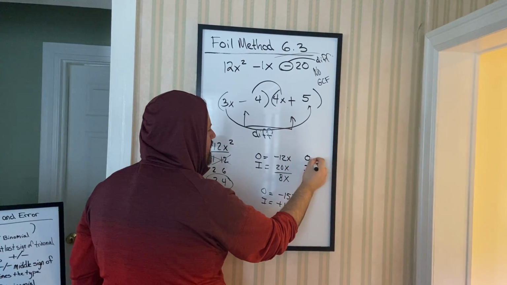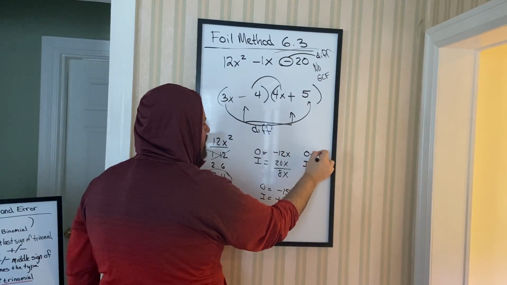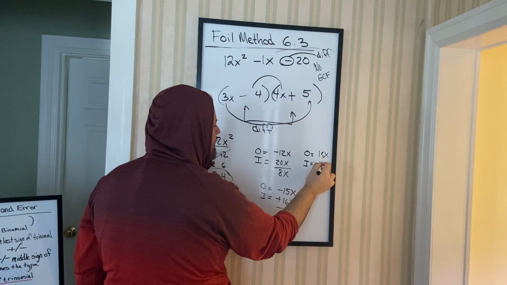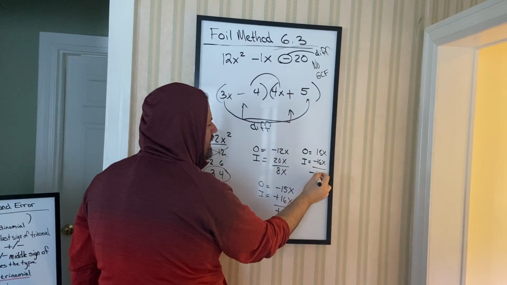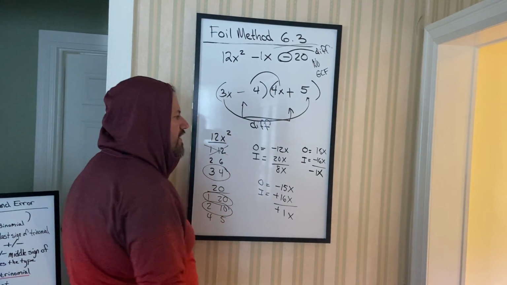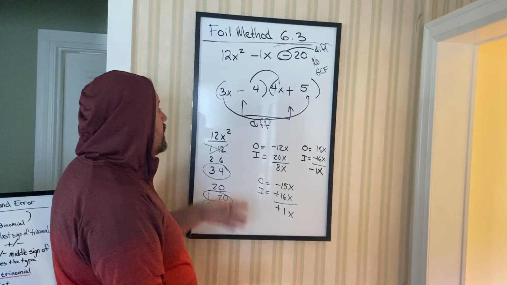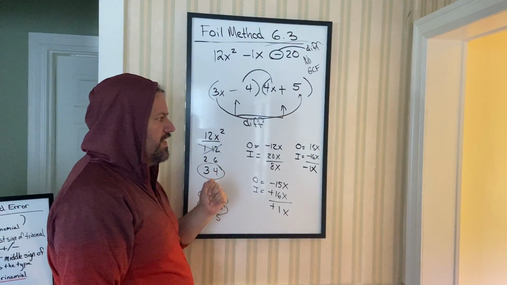If I do O and I, positive 15x, inners, negative 16x. Remember, because 16 is bigger, the negative team wins. Finally, negative 1x, negative 1x. Your final answer is 3x minus 4 and 4x plus 5.